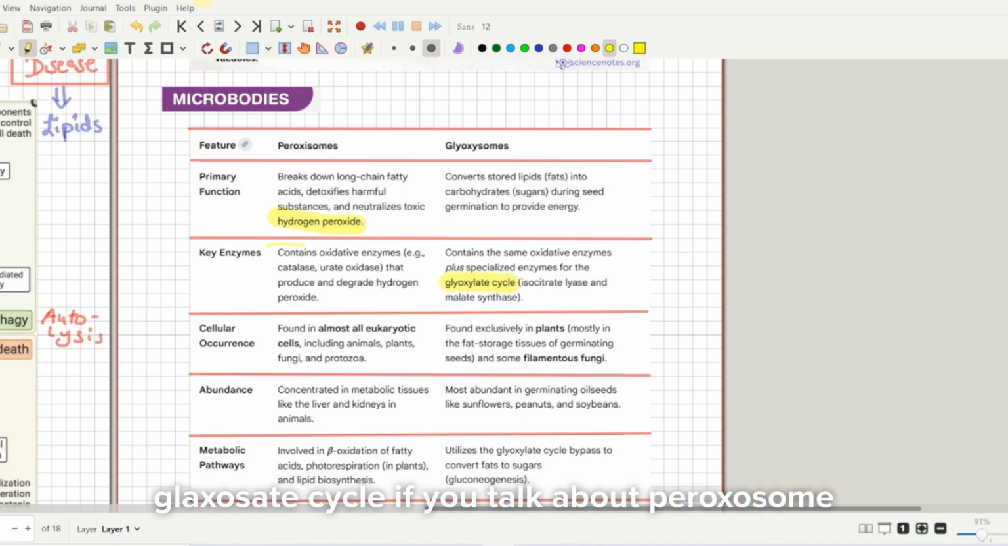Peroxisomes are present almost in all eukaryotic cells, while glycosomes are present in only plants. If we talk about abundance, peroxisomes are mostly abundant in liver and kidney cells. The reason is that liver and kidney cells have a detoxification function. So detoxification occurs in liver and kidneys. That's why they mostly contain peroxisomes. While glycosomes are mostly present in sunflower, peanuts, and soya beans, because they help in storage of different oil seeds, and they require the glyoxylate cycle the most.